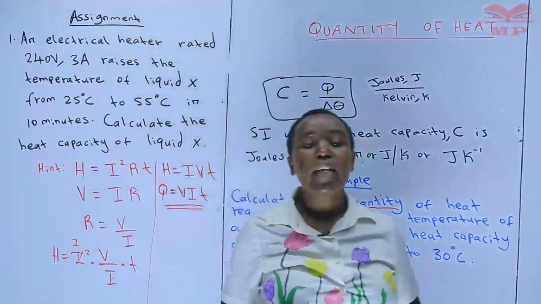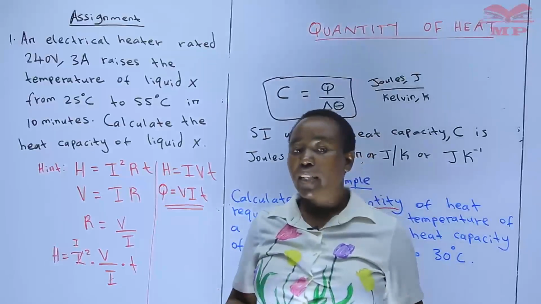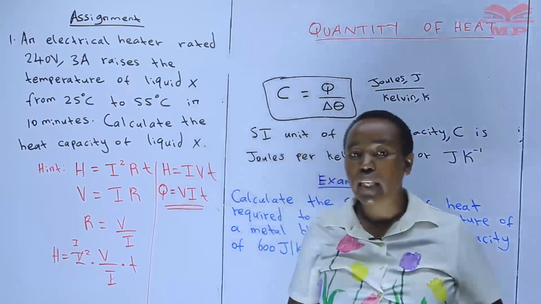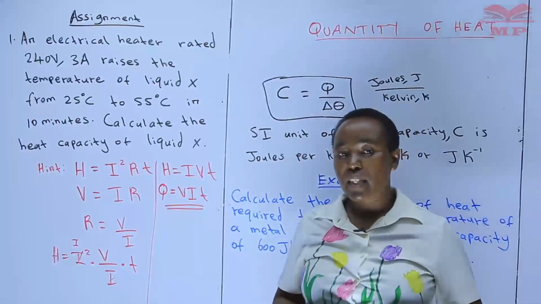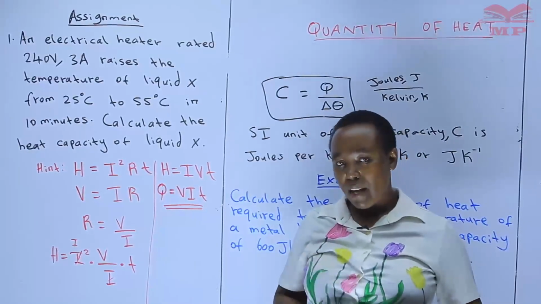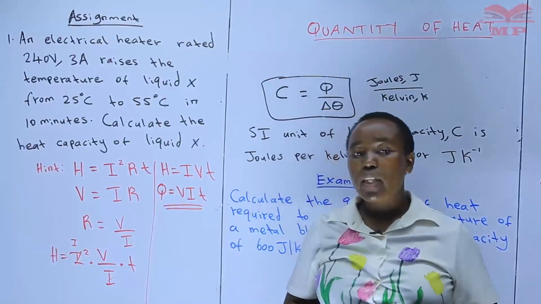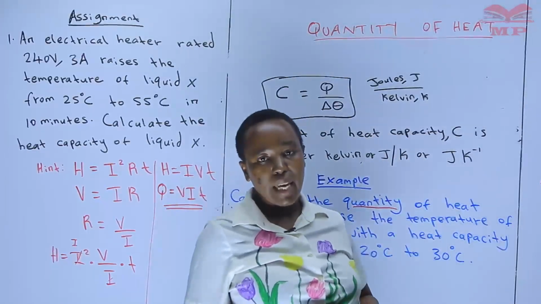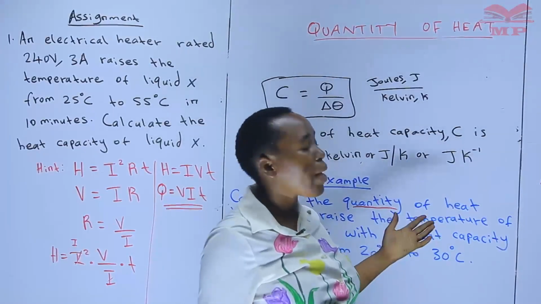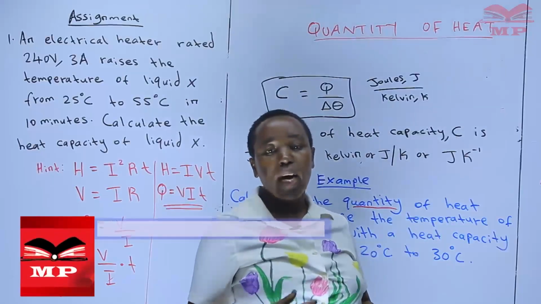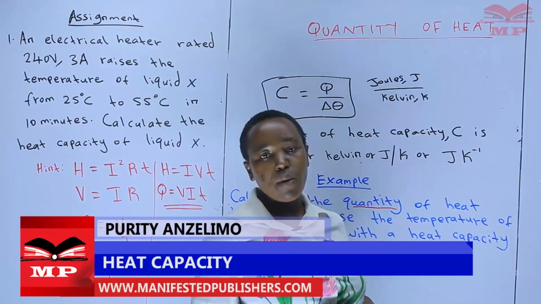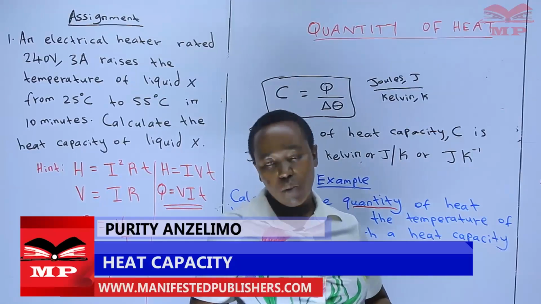So that is on heat capacity. We've said heat capacity is the amount of heat required to raise the temperature of a given mass of a substance by 1 Kelvin. And we have been able to see that the SI unit of heat capacity is joules per Kelvin. And therefore, during our next lesson, we now look at specific heat capacity. We'll define it and also do some calculations.